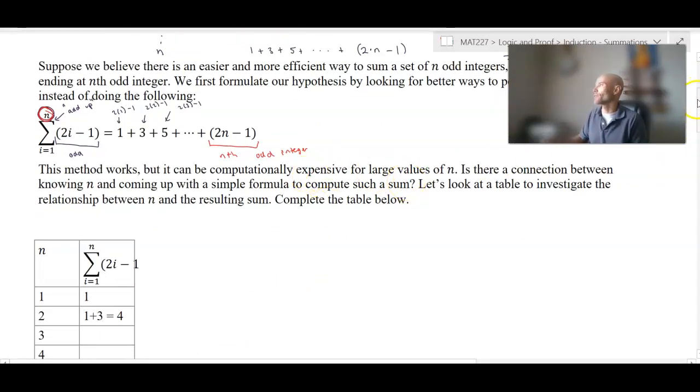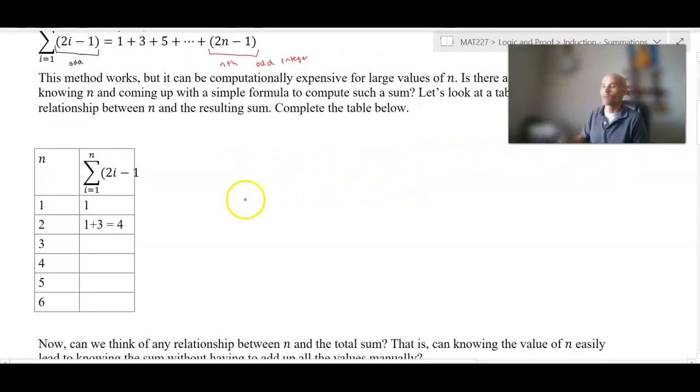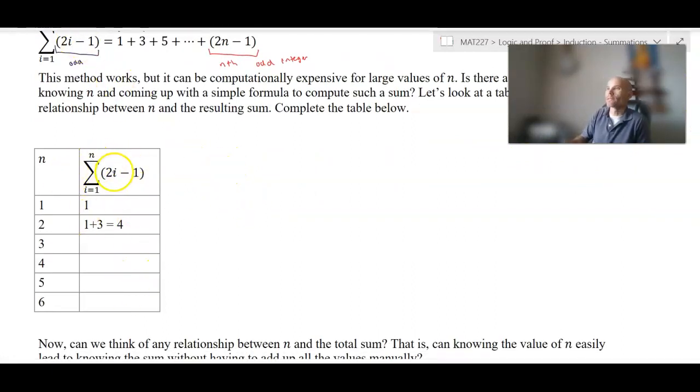So we said this is computationally expensive for large values of n, and we're wondering, is there a more optimal way to do this? So my goal is going to be to generate this little t table, and in this table, what I'm going to keep track of is, for different values of n, how does the sum work out? So here I'm going to look at the sum of that many integers. So we've already said that when n is 1, it's just the first odd integer, which is 1. Not very interesting. If n is 2, we're going to add up the first 2 odd integers, 1 plus 3, which is 4.